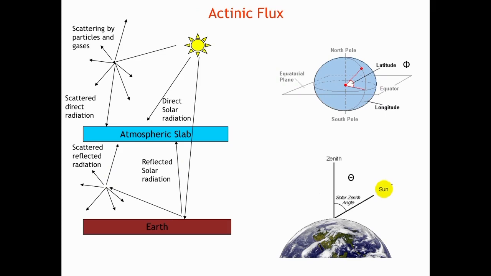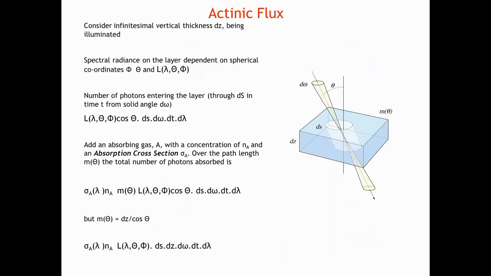Now, the incoming radiation can be scattered by particles and gases. So what sort of scattering is it from particles usually? It's Mie scattering. And from gases? Yeah, okay. And you can have the direct solar radiation, the scattered direct radiation, the scattered reflected, and the directly reflected solar radiation. In order to calculate this, at any atmospheric slab, you need to consider the latitude and the height of the sun in the sky, so the zenith angle and the latitude angle.